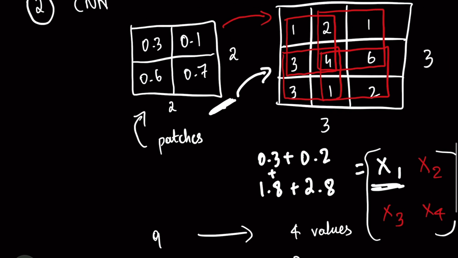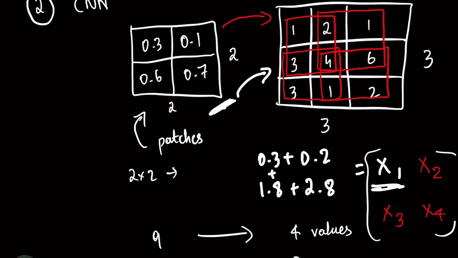So what would happen if you had a bigger patch size? When I say patch size, assume instead of 2 by 2, you had 3 by 3. If you had 3 by 3 and you tried placing that patch on the image, it would cover the entire image. And when you multiply each element one by one and add all of them, you would just get x1. That's the only value.